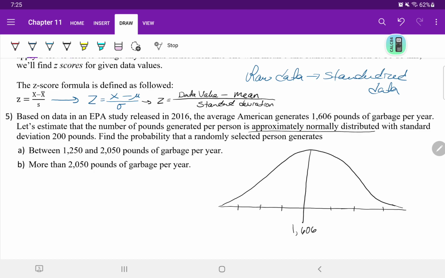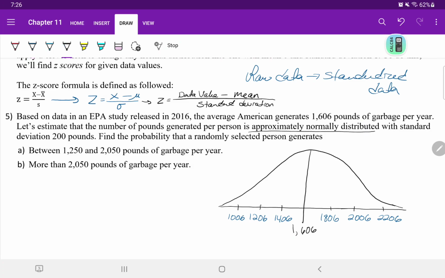Moving one standard deviation to the right, I'm increasing by 200 pounds. That is going to be 1,806, 2,006, 2,206. Move to the left, decrease: 1,406, 1,206, 1,006. Okay.